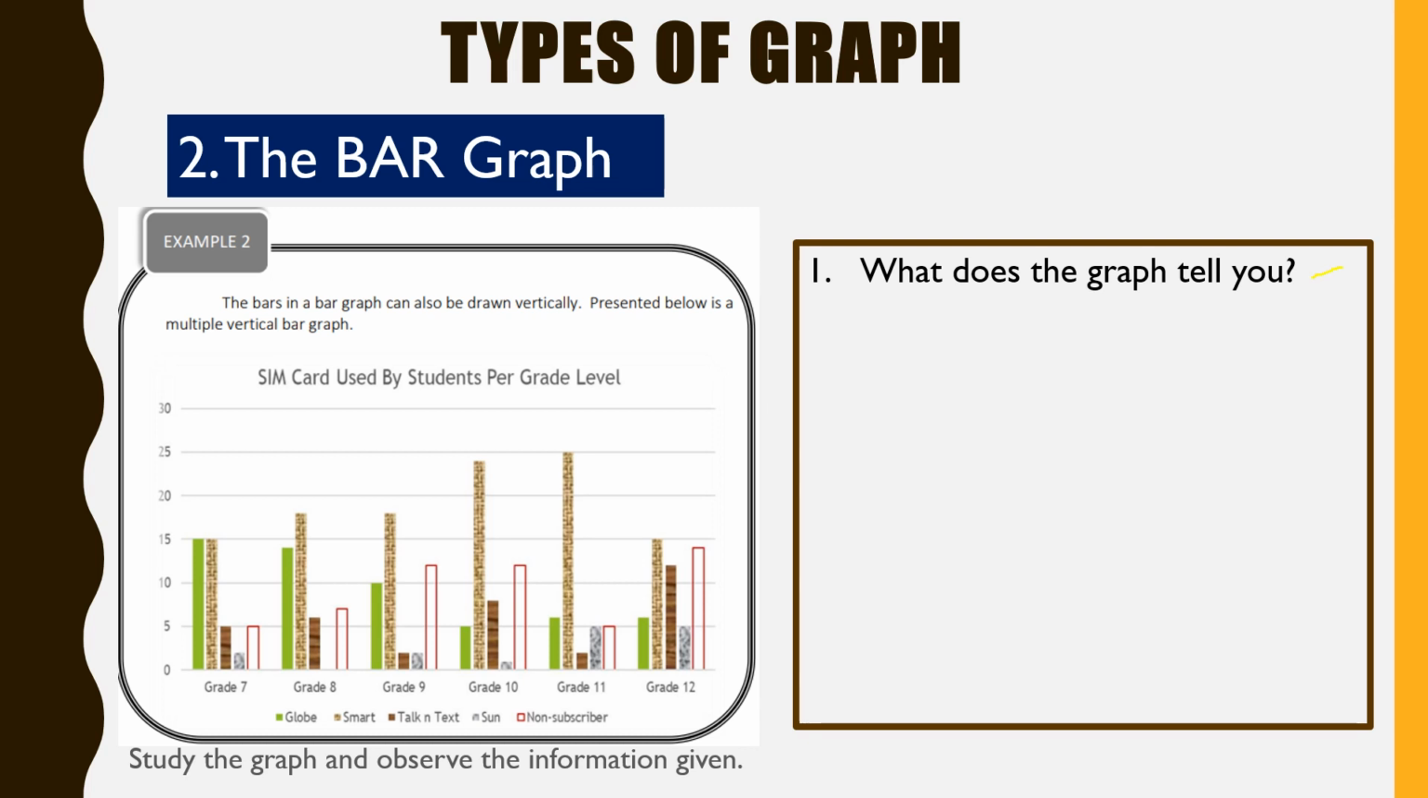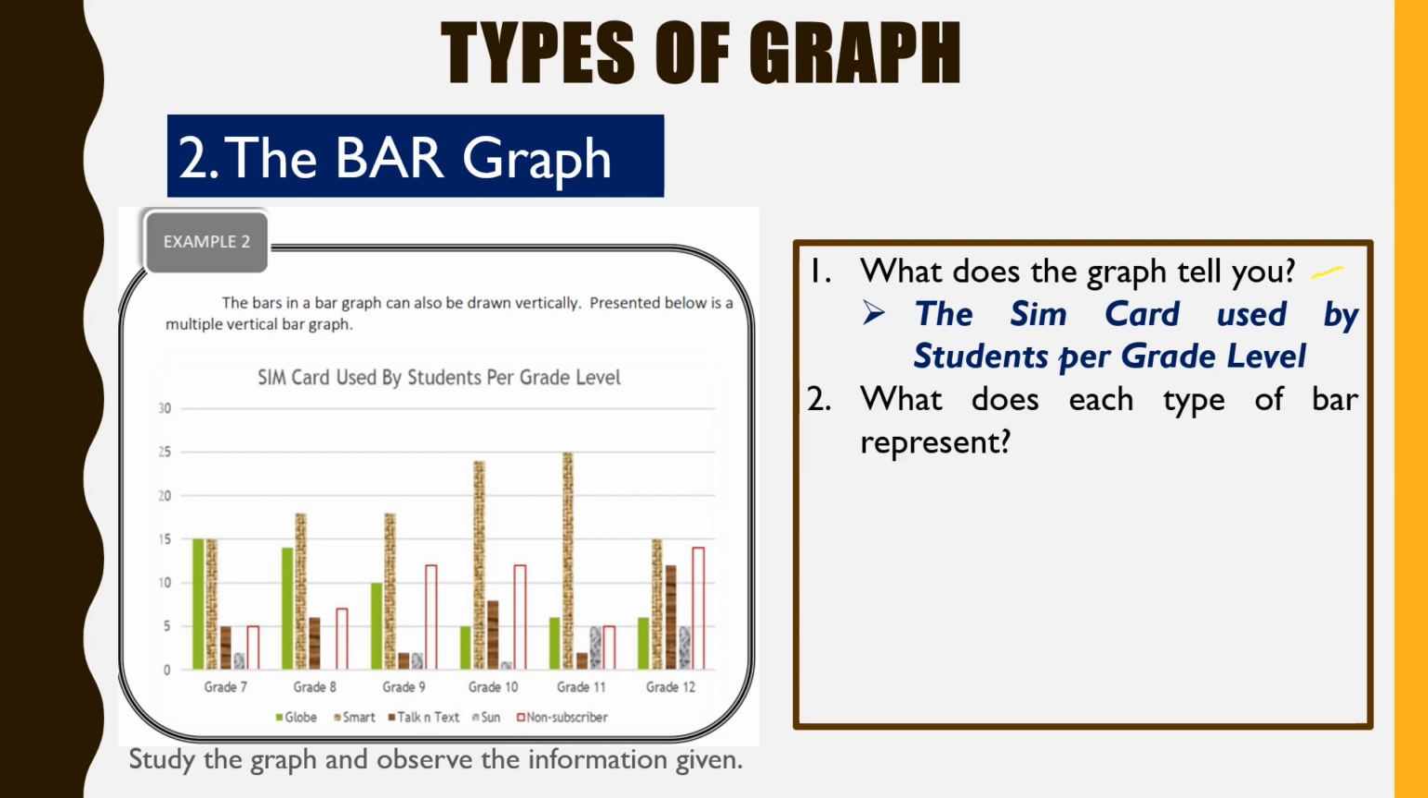It means that it is asking about the title. Our title is the SIM card used by students per grade level. Number 2, what does each type of bar represent? So each bar represents the different types of SIM card.